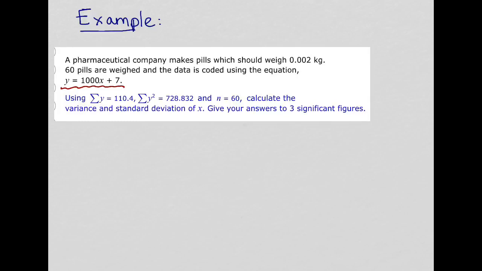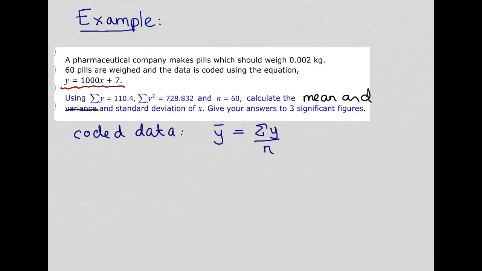Well, I'm actually not going to work out the variance. I'm going to work out the mean instead, because I want to show you how to do that. So we're going to find the mean and standard deviation. The first thing we need to do is work out the mean and standard deviation of our coded data. So for our coded data y, to work out y bar, it's the sum of all of those values added together divided by how many there are. That's 110.4 over 60. I make that 1.84.